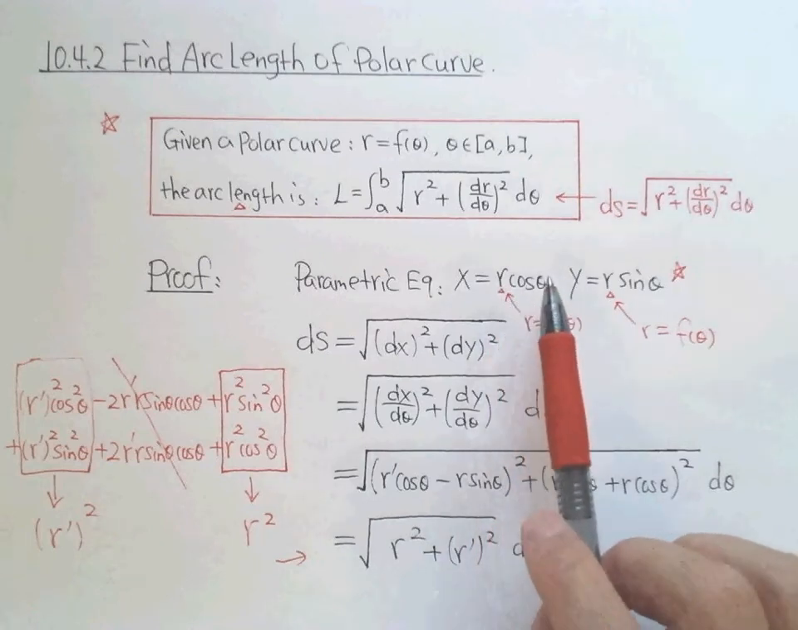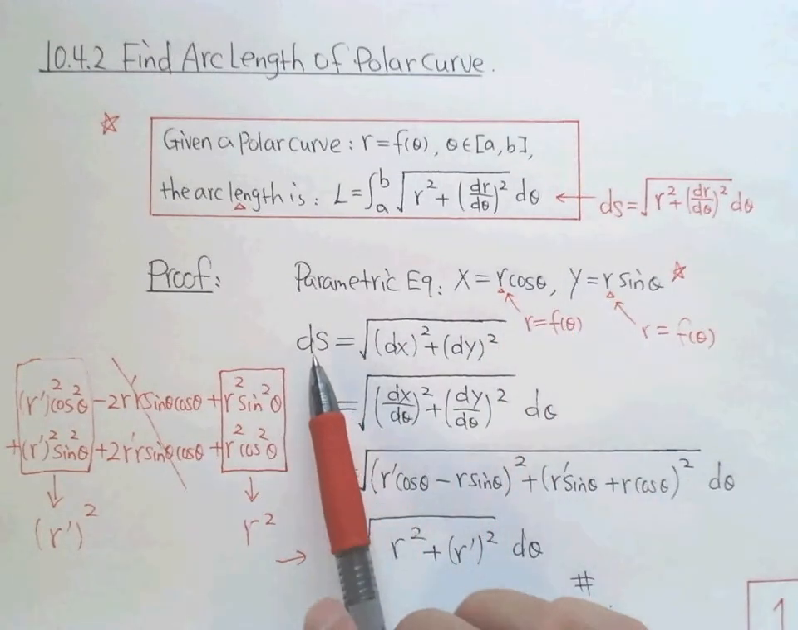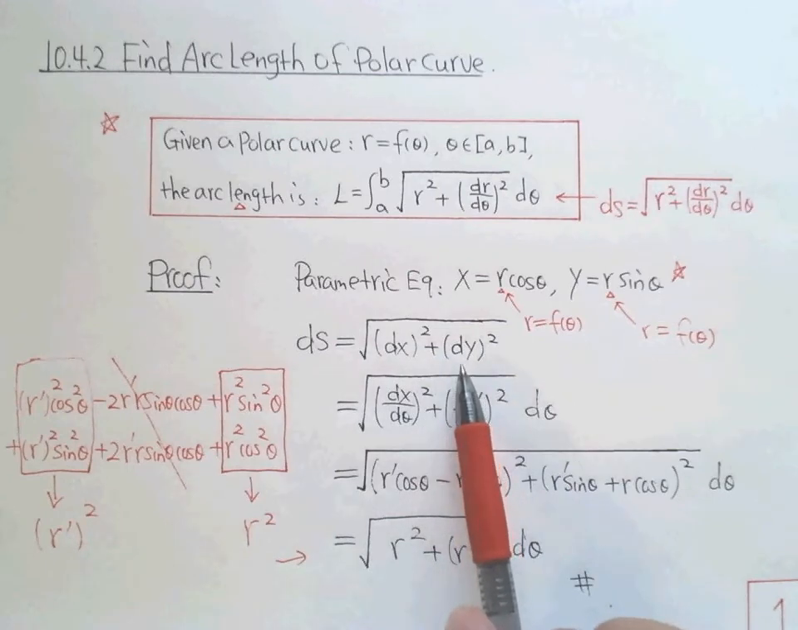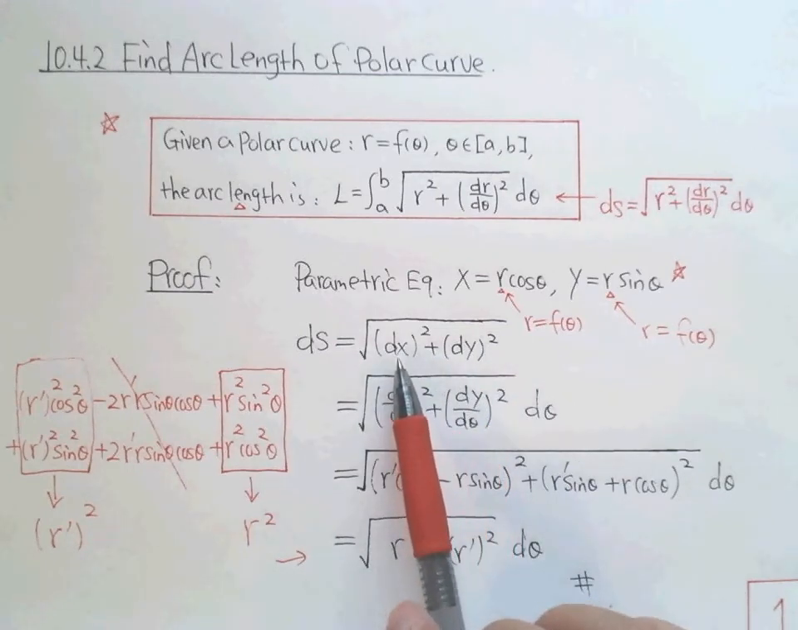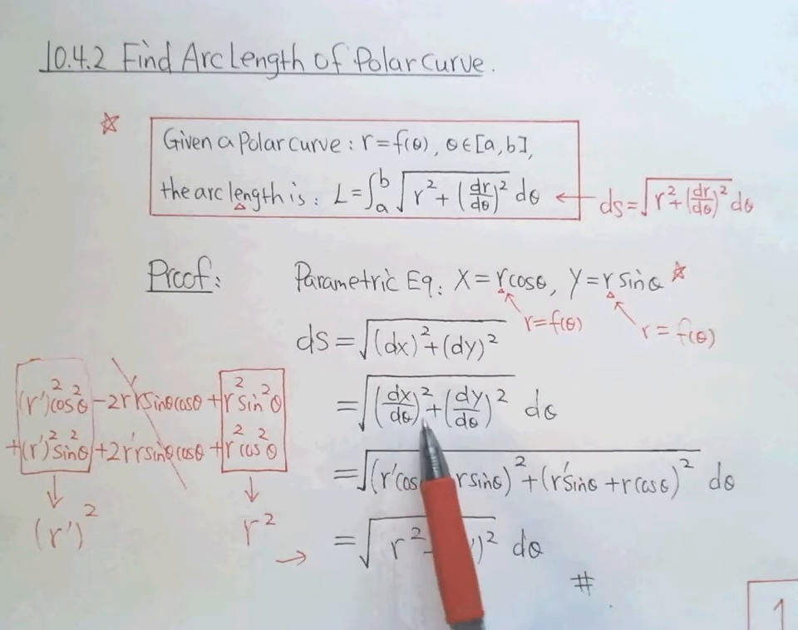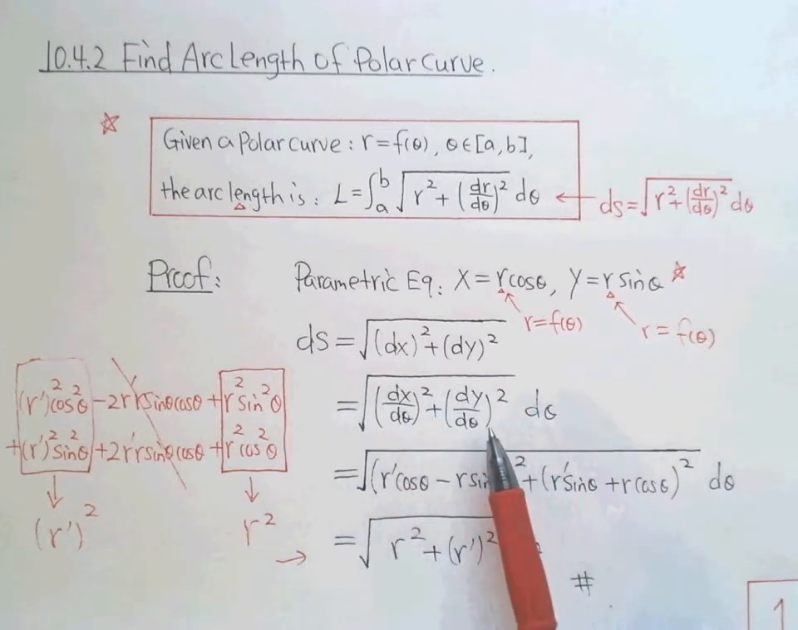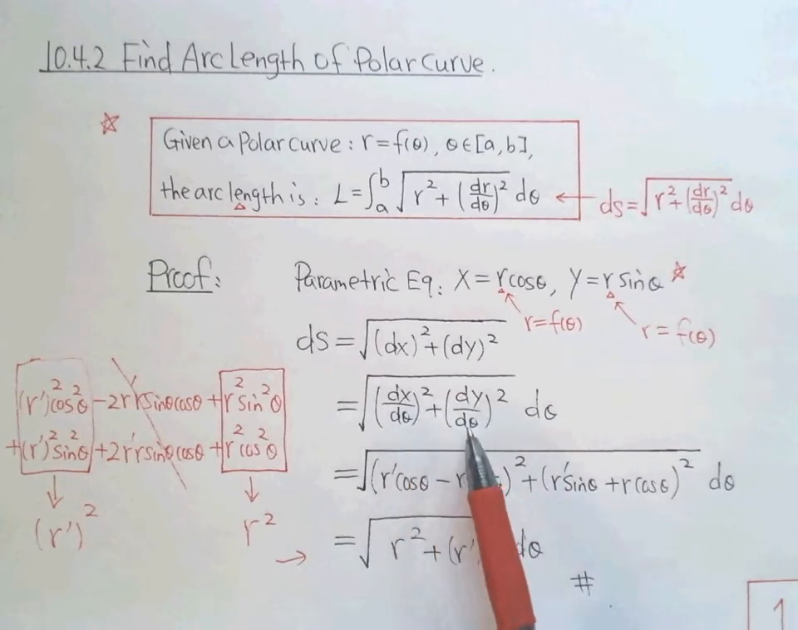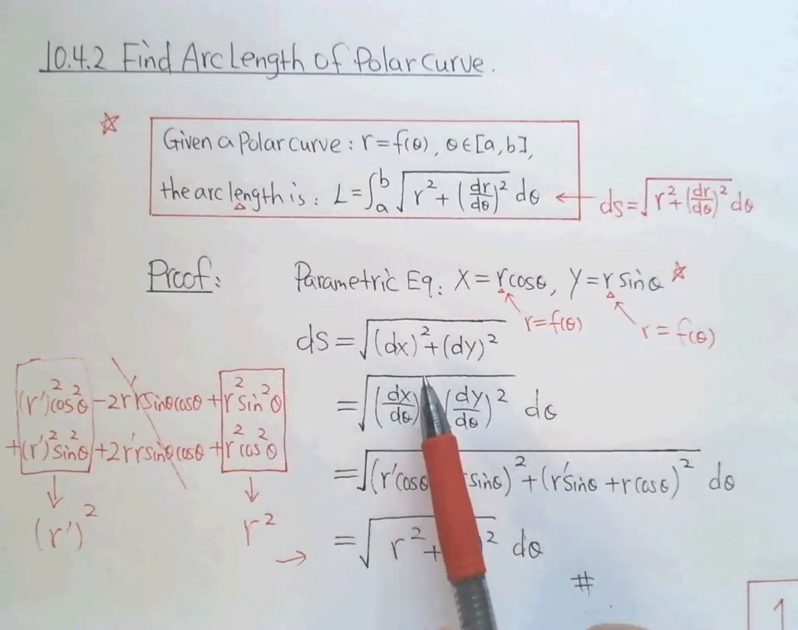So now let's look at ds. It is the square root of dx squared plus dy squared, and the differentiation. Okay, each differential is a derivative times d theta, we factor out d theta. So we have this. Or you can say divide by d theta, and the d theta cancels, we get the same thing, right? Okay, now we need to find a derivative.